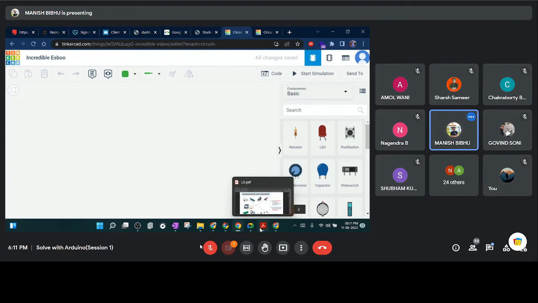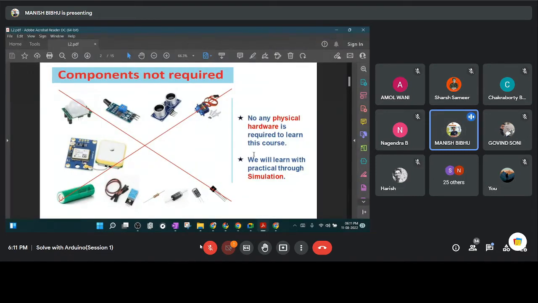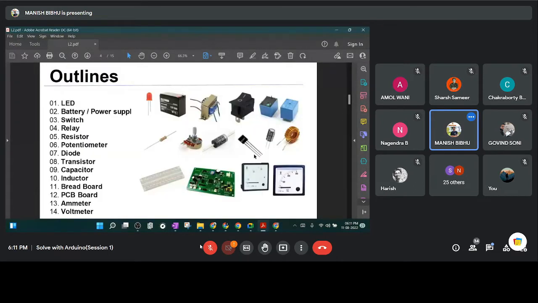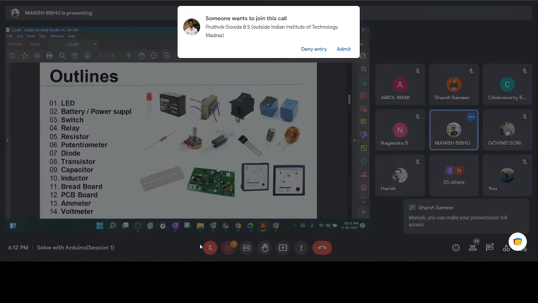Okay, so now we will learn the electronic components. Basically we need only a few of them for the hackathon. If we go for some advanced prototyping, then we will need more components. Actually we do not have that much time to explain everything in a better way or show the practical with all these components, but I will try to cover all the things.